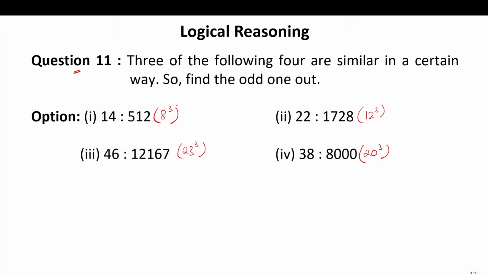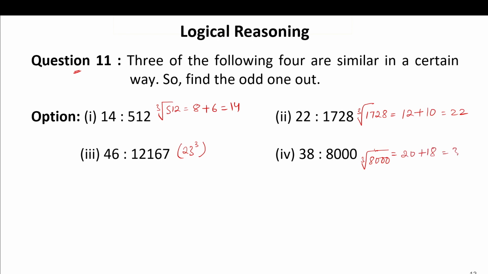Okay. Now, if I look over here, how is this related to 14? So, basically, if I do cube root of 512, I'll get 8. And if I add 6 into it, I'll get 14. Correct? Now, if I look over here, if I do cube root of 1728, I'll get 12. And if I add how much? 10 over here, I'll get 22. If I do cube root of 8000, I'll get how much? 20. And if I add 18, I'll get 38.